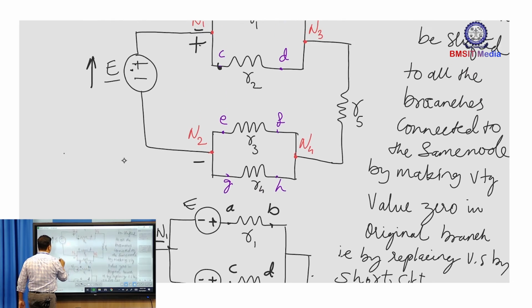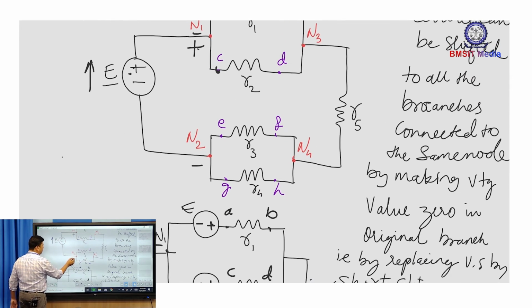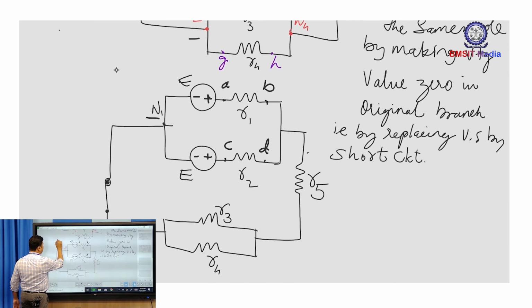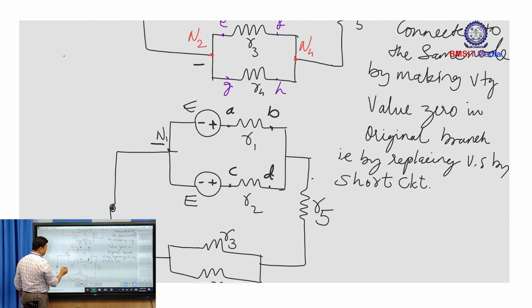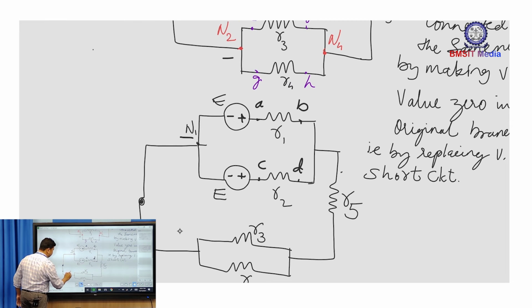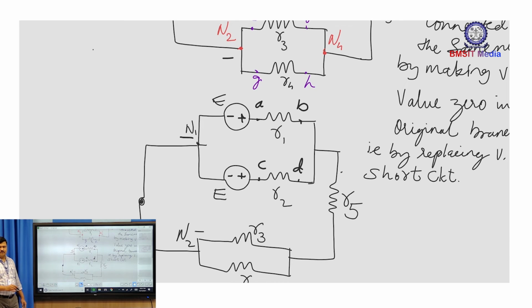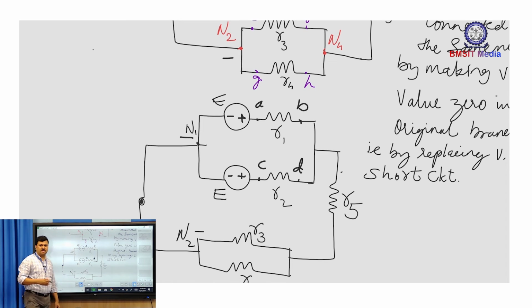When this was the polarity, observe here, N2 was at negative potential. Now when I shifted this voltage source, N1 is at negative potential, and N1 is directly connected to N2. So N1 and N2 are connected to the same node. It means N2 is still at a negative potential. So even after shifting the voltage source beyond the node, the potentials of the nodes have not changed. The potentials of the passive element terminals have not changed.